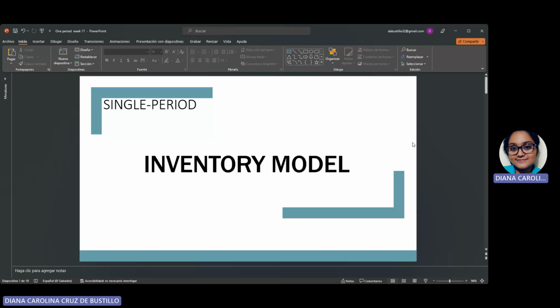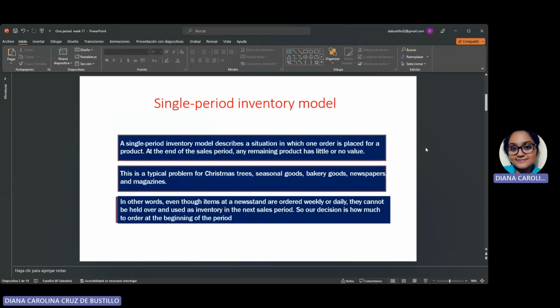Okay, so let's just remember a little bit what it was about. The single period inventory model is useful when you have to place an order for a product that you cannot resell after a certain period of time. For example, a product that is mostly seasonal, or newspapers, to be exaggerated, or a product that was created specifically for an event.